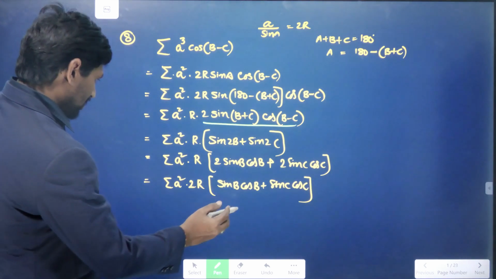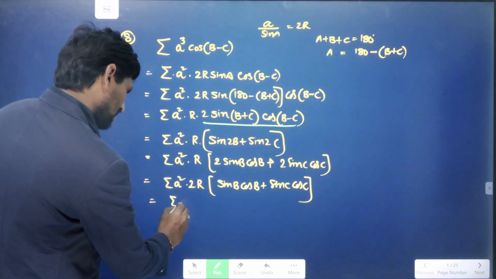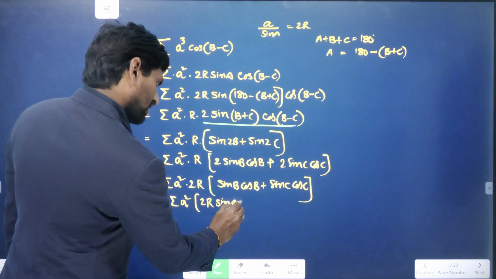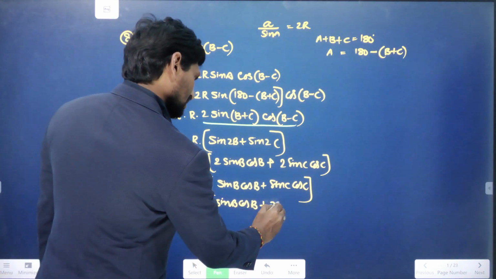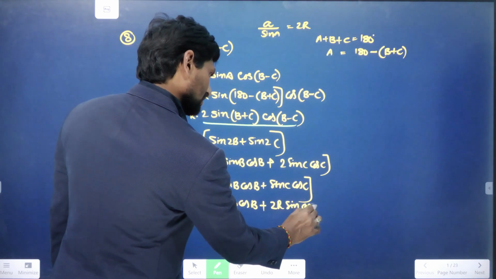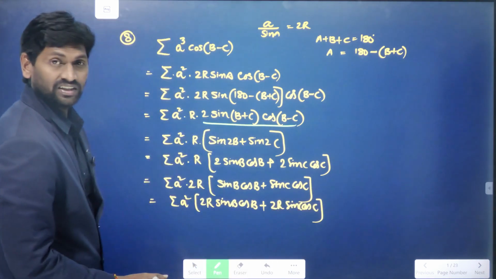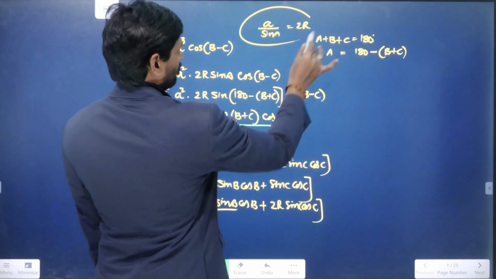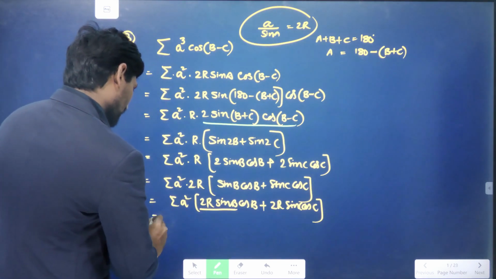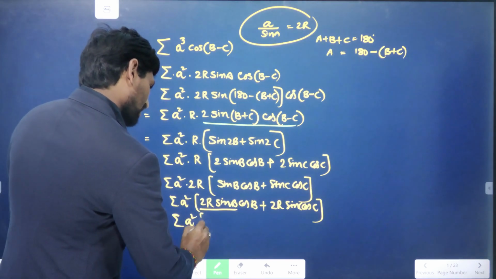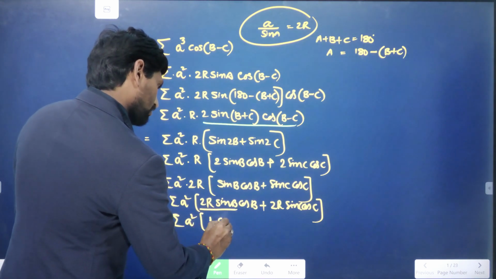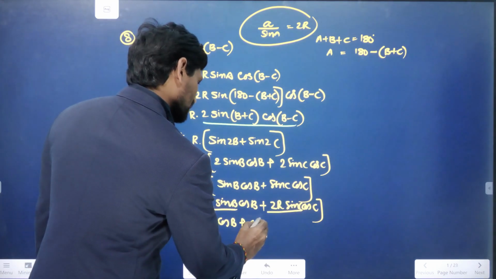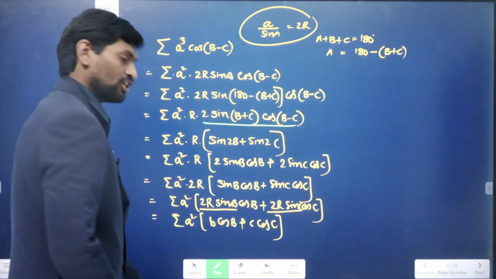Now let us multiply this one: sigma a square, 2r sin b cos b plus 2r sin c cos c. By using the sine ratio, 2r sin b means small b. So that equals sigma a square into b cos b plus 2r sin c, which means small c, c cos c. So b cos b plus c cos c.